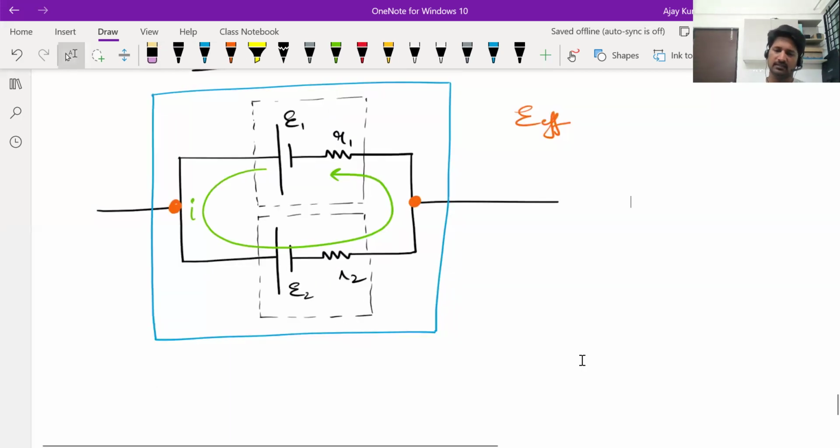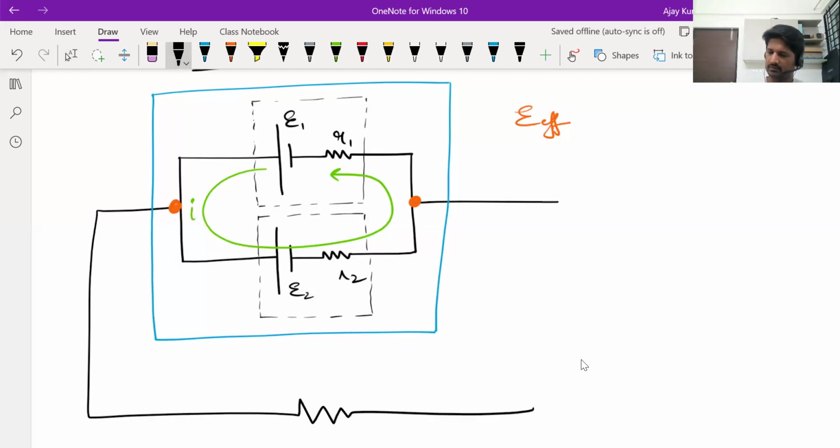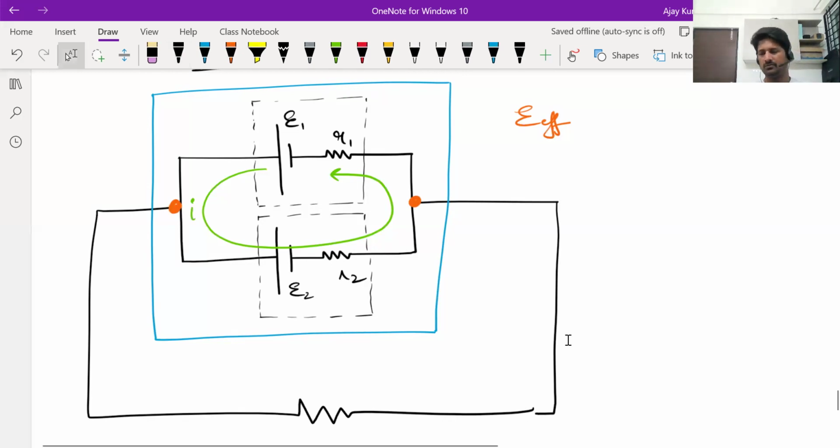Next, you connect this to an external resistance. Then there will be some current from outside also. And then again, you apply KVL, you do E effective minus IR, you will get the effective internal resistance. It's a lengthy procedure. We are not going to do it.